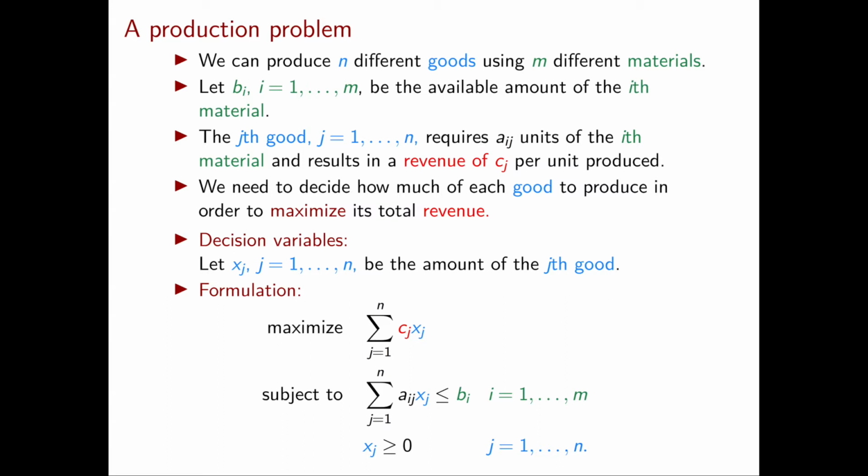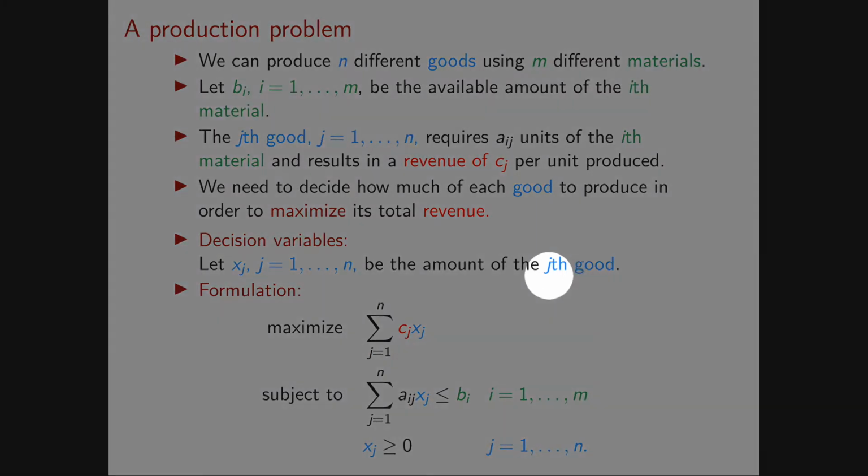The first thing we should look at is the objective function. So we want to maximize the total revenue. Now for the good j, the revenue is c_j times x_j, so the revenue per unit times the units produced. And so of course we sum over all the goods.